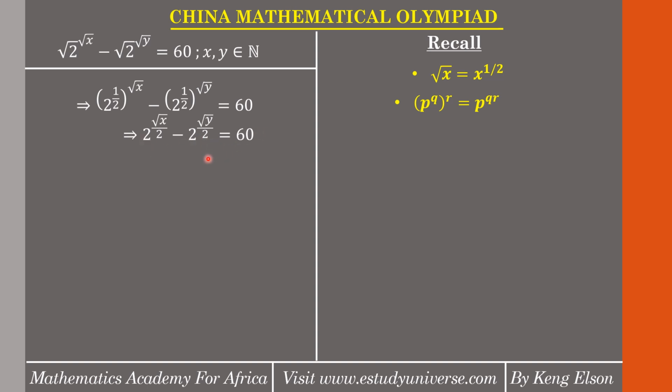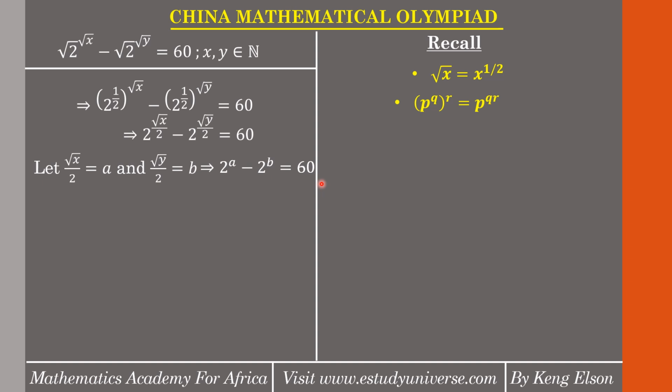Definitely, since 60 is a whole number, the first thing that comes to my mind is that this power here must be a whole number and this other power here must be a whole number. So I'm going to let those powers be whole numbers, root x on 2 to be a and root y on 2 to be b, so that I have 2 to the a minus 2 to the b equals 60.